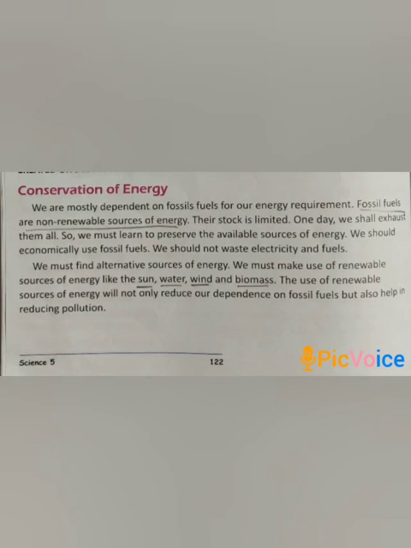We must find alternative sources of energy. We must make use of renewable sources of energy like the sun, water, wind and biomass. The use of renewable sources of energy will not only reduce our dependence on fossil fuels but also help in reducing pollution. So children, this is about your chapter 11, work and energy.